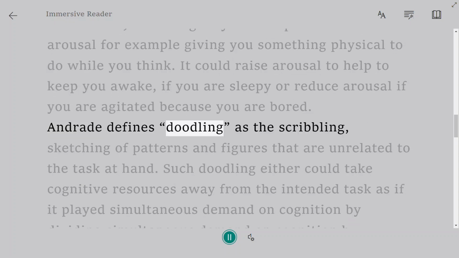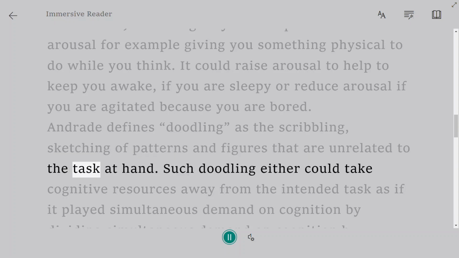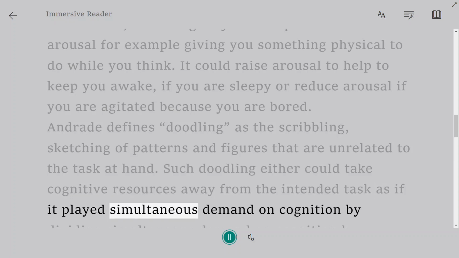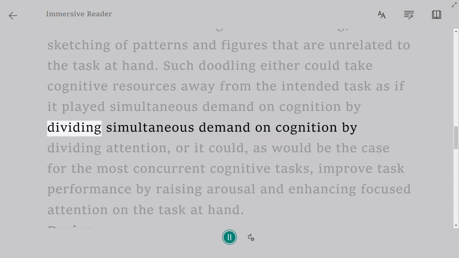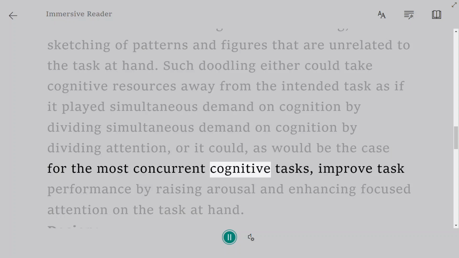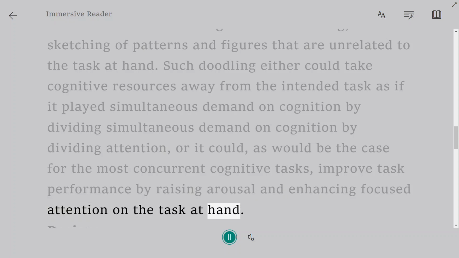Andrade defines doodling as the scribbling, sketching of patterns and figures that are unrelated to the task at hand. Such doodling either could take cognitive resources away from the intended task, as if it placed simultaneous demand on cognition by dividing attention, or it could, as would be the case for most concurrent cognitive tasks, improve task performance by raising arousal and enhancing focused attention on the task at hand.